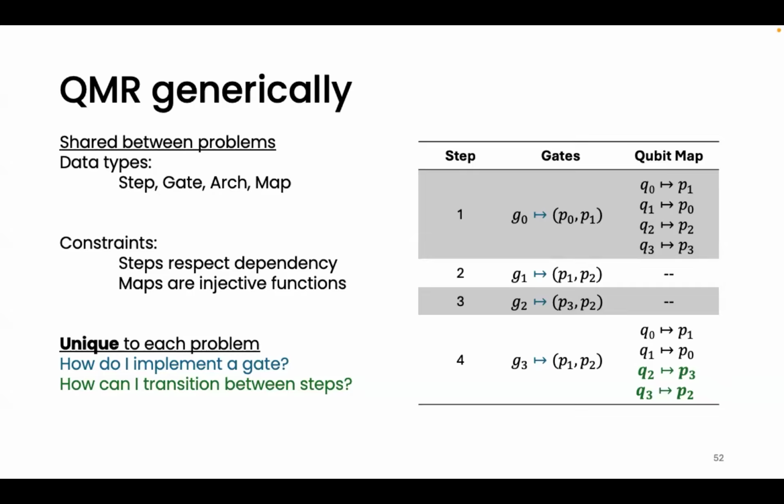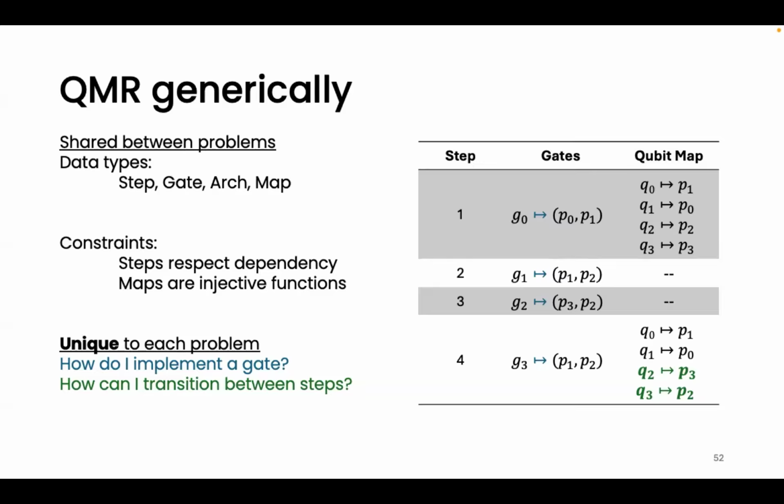But what separates different problems are the answers to these two questions. How do I implement a particular gate? In the case of the NIST problem, we need to find an edge along which to execute it. That's shown in blue there. And then, how do I transition between time steps? Meaning, how can my mapping change over the course of my execution? These are the things that define a particular qubit mapping and routing problem.